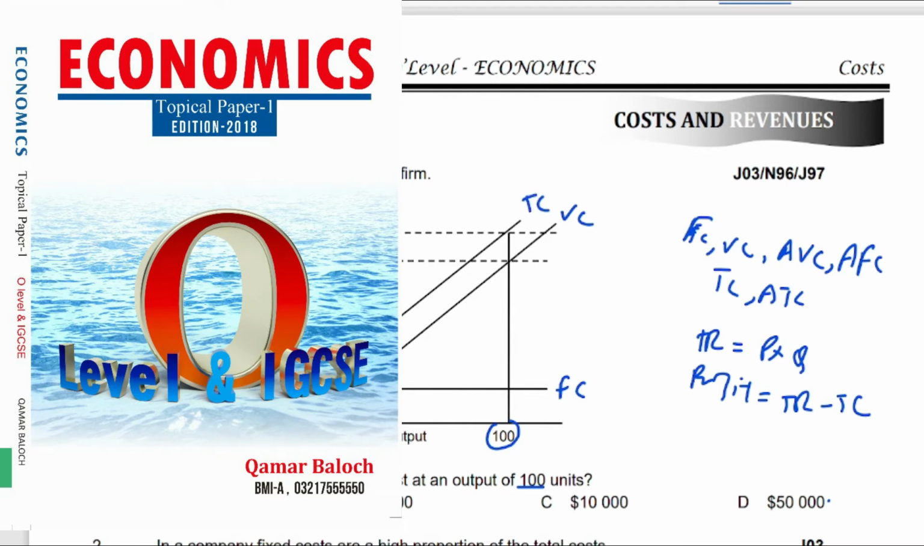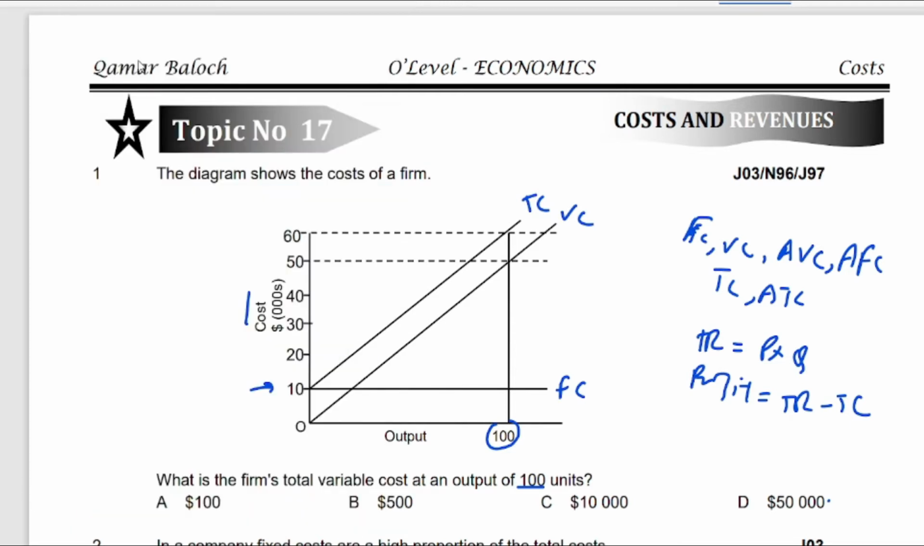The examiner did not label it completely because he was expecting you to label it and try to find out the total variable cost. To find variable cost at 100 units of output, you have to move to the variable cost curve. This is variable cost, and you can see it is 50,000. So 50,000 is the correct answer.